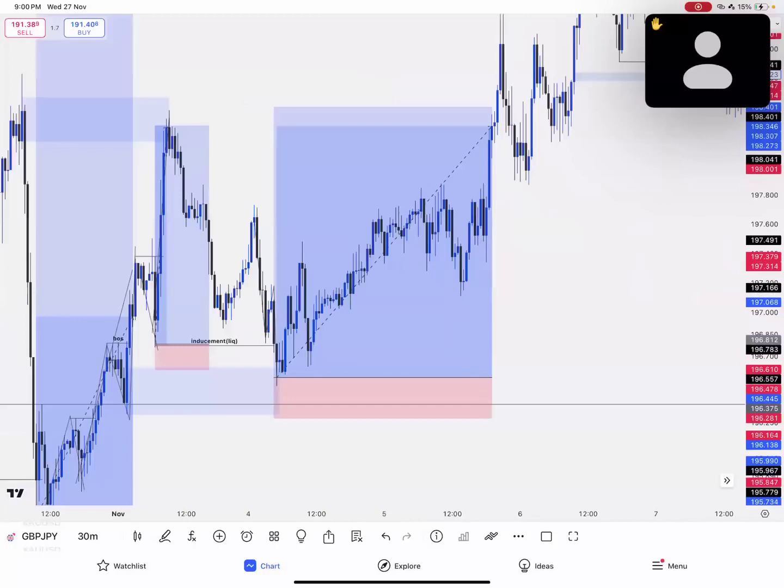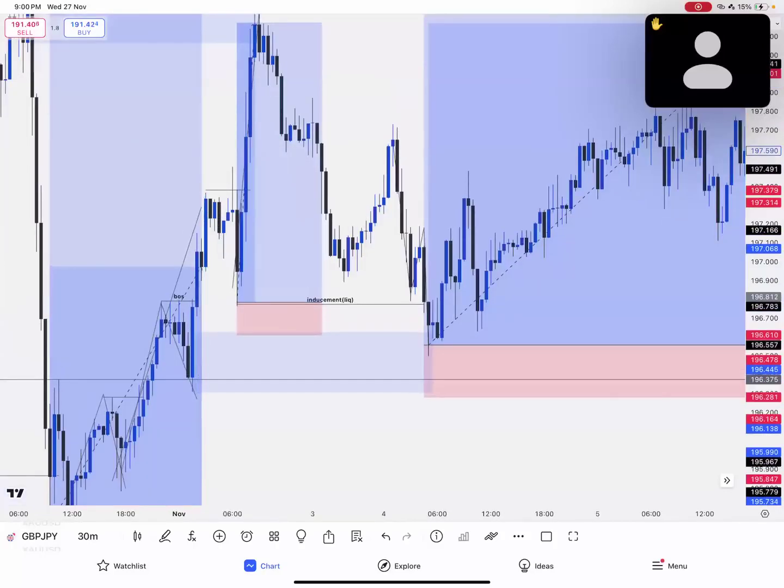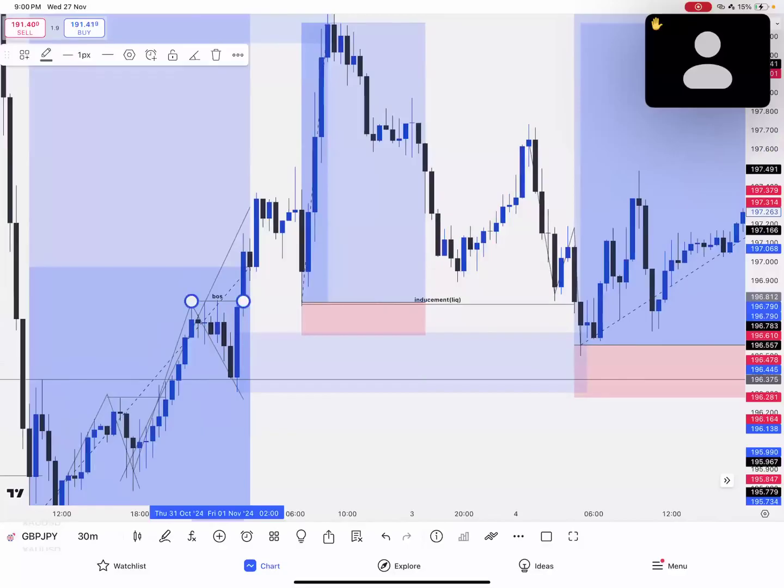Same thing here for this trade that I took here. This particular trade that I took here was off of a breaker. This trade. And where did I get the inducement? This is my breaker here. But where did I get my inducement?